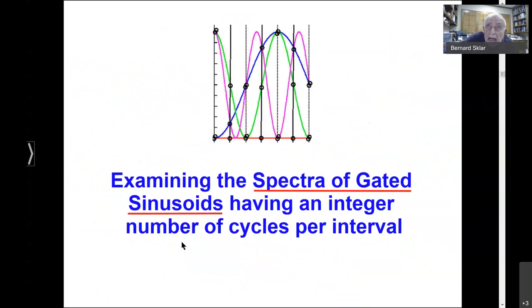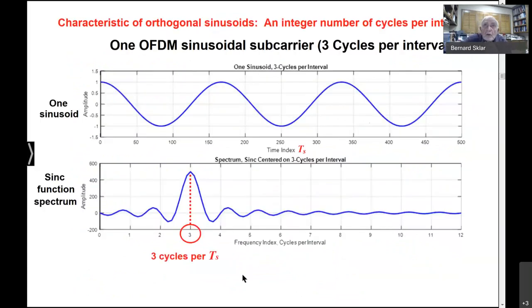Anyway. Examining the spectra of gated sinusoids having an integer number of cycles. So once I have an interval of time, like call this T sub s, 500 units of time, let's particularly choose one sinusoidal subcarrier, and remember there has to be an integer number of cycles. So for this one, let's choose 3 cycles per interval. There you go. One cycle, two cycles, three cycles.